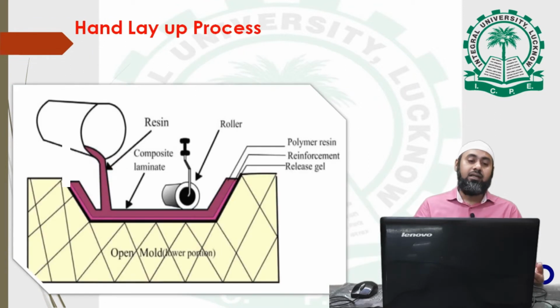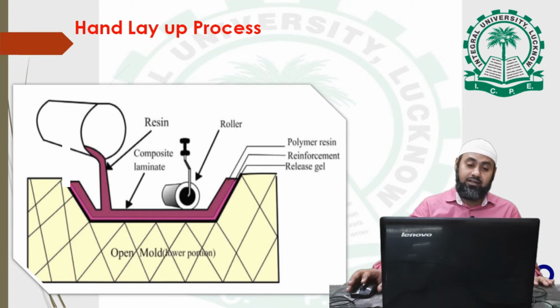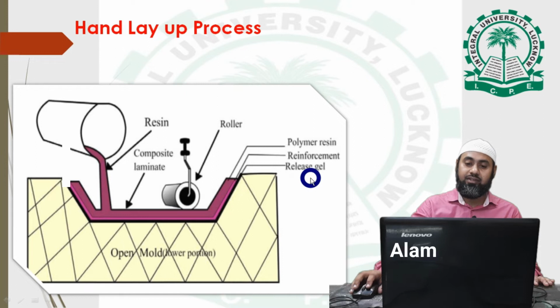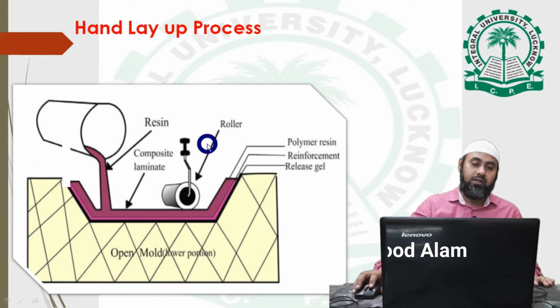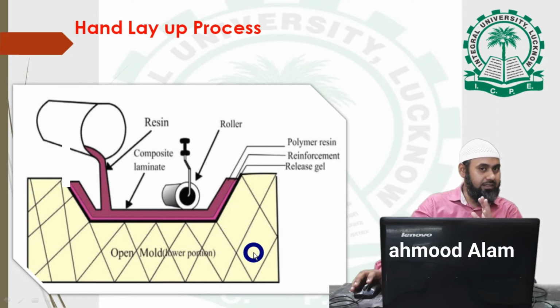Here you can see a simple diagram of the hand layup process, which is a category of open mold process. You can see it is simply an open mold, the lower portion of the mold. Here you can see the release gel, reinforcement, polymer resin, roller, resin, and composite laminate. Now let's see how this process is carried out.